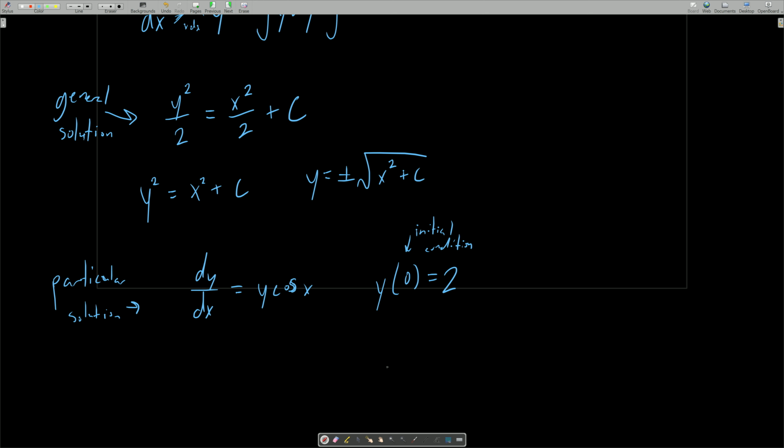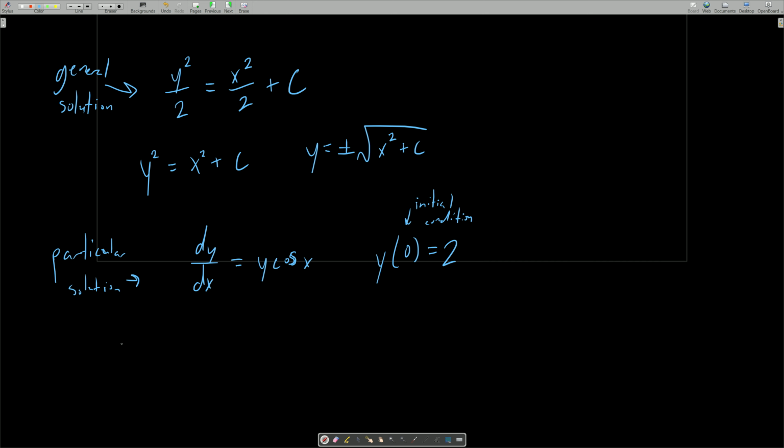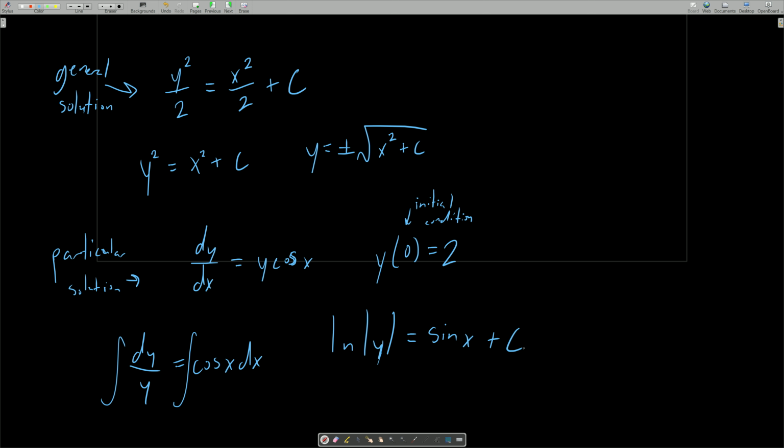So what we do is use this initial condition while solving our differential equation to actually get a value for c. First I'll use separation of variables by moving things over. I'll divide by y to get dy over y, and multiply to get cosine x dx, and now we'll integrate both sides. For this one we get ln of the absolute value of y equals, the antiderivative of cosine x is sine x, plus c.